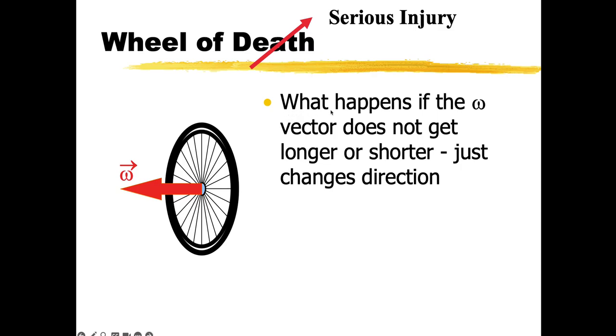And the question is, what happens if the omega vector doesn't get longer or shorter? What if it just changes direction? So what happens if all of a sudden omega is down here? Same length, same magnitude, but now it's down here. Well, if this is omega initial and that's omega final, where's delta omega? Okay, well, it's right there.